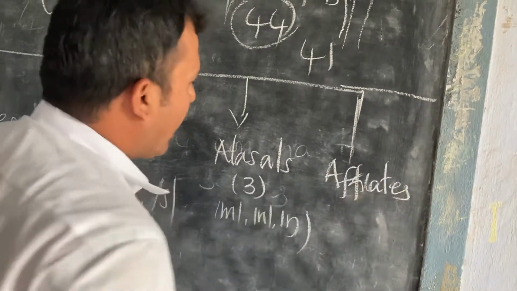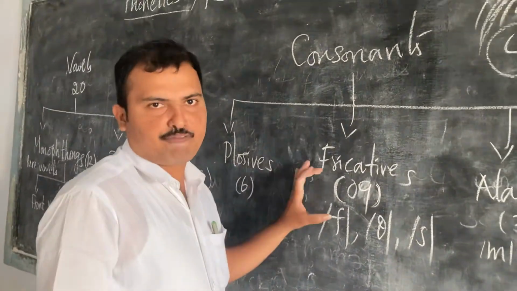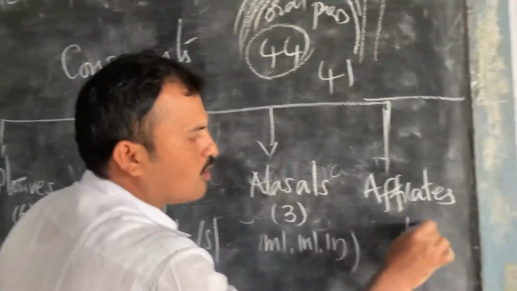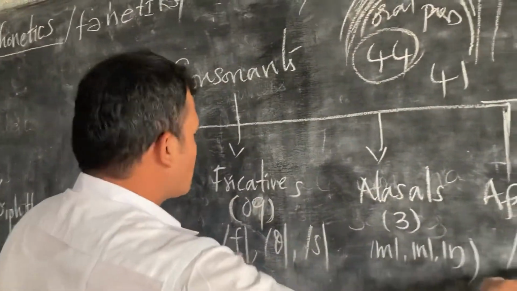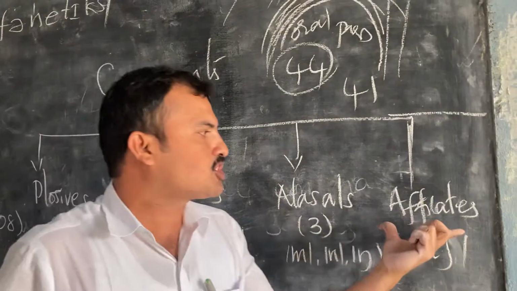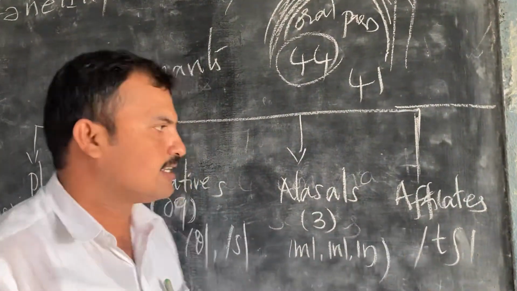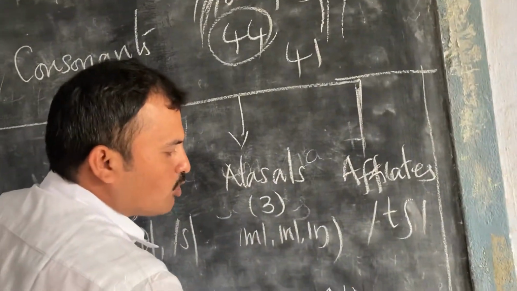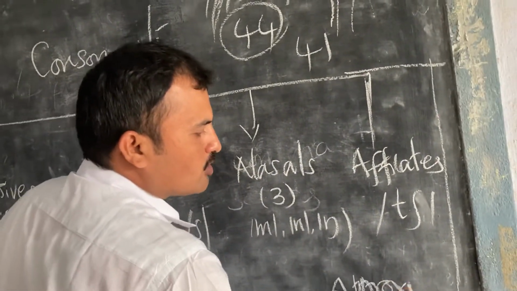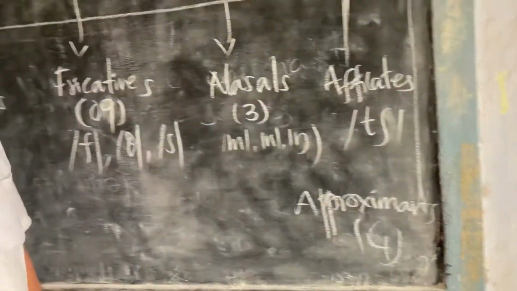Affricates are a combination of plosives and fricatives. For example, we have a sound called cha. Ta is a plosive and sha is a fricative. The combination of plosive and fricatives are called affricates. And finally, we have something called approximants, which are 4 in number.